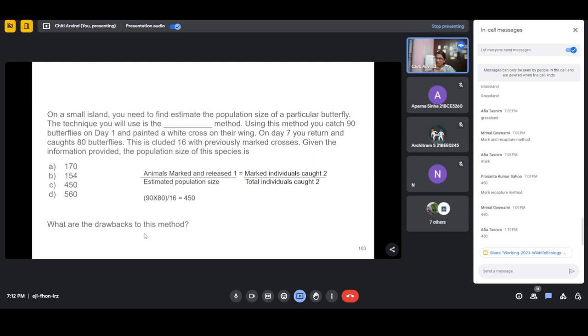16 of them were marked. So those are the marked individuals caught at the second instance. So if you rearrange the variables on the left hand side and right hand side, you get 90 times 80 divided by 16, which is equal to 450. So now tell me, what are the drawbacks of using this method?